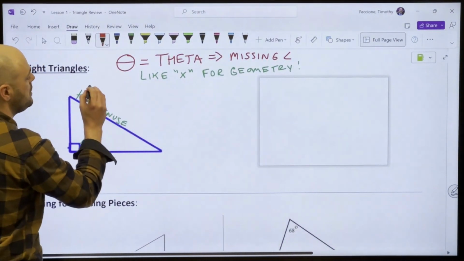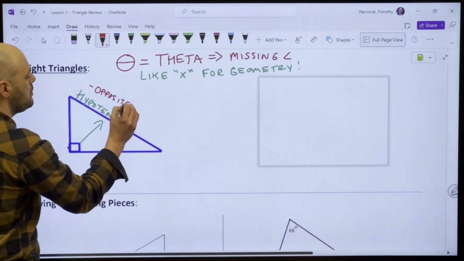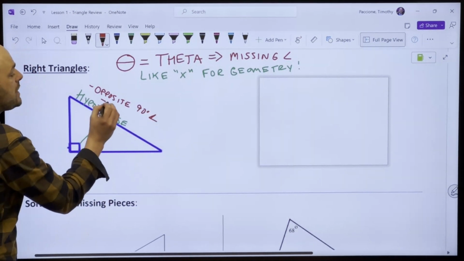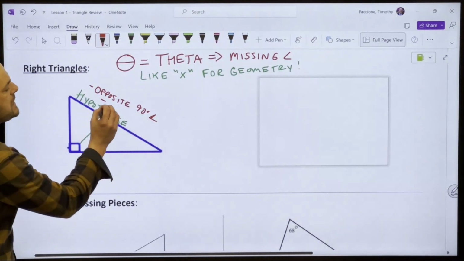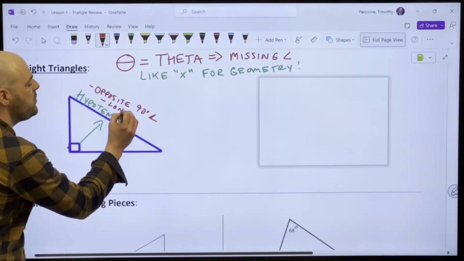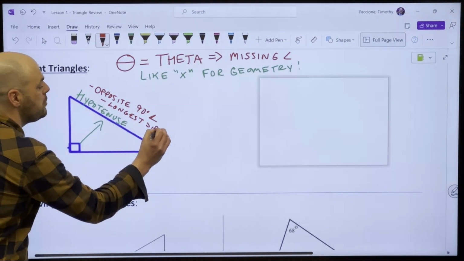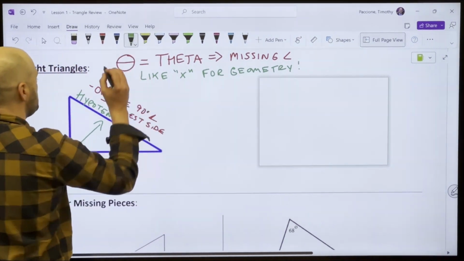So a couple things here. It's opposite the 90-degree angle. Now, something else was said that is true. It's the longest side. But sometimes it's not very clear what the longest side is. So then you just look, because what if they're so close, right? So you look, what's opposite the 90-degree angle?